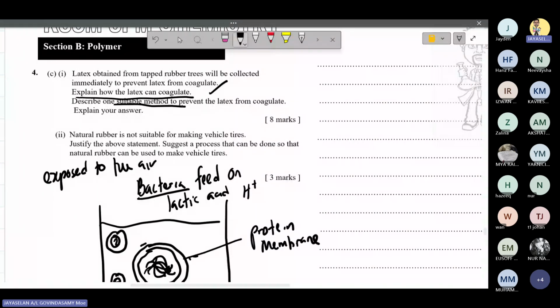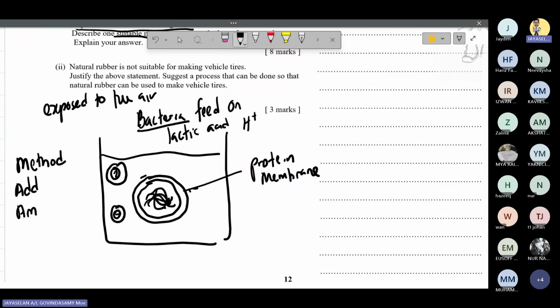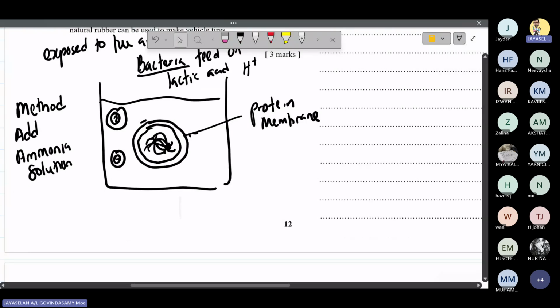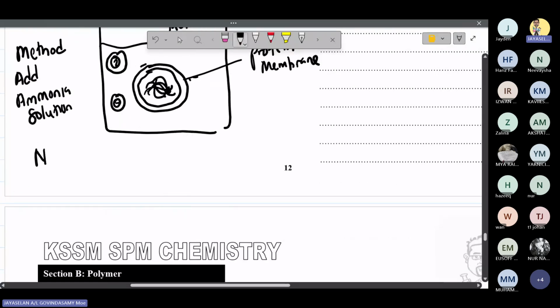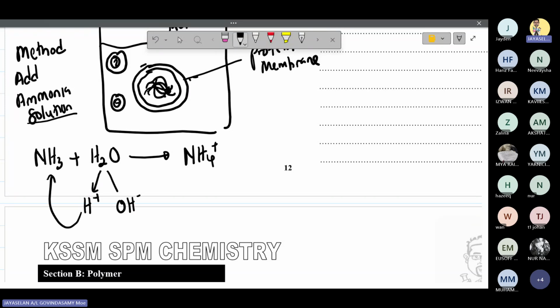Then you have to describe one method to prevent this. Method to prevent this, we add what solution? We add ammonia solution. Ammonia, you mesti tulis solution. Why you have to add ammonia solution? Because ammonia NH3, bila ada solution, that means there's water. Solution means water. So ammonia is a weak alkali. So it will produce what? Ammonium ion. So di sini hydrogen ion akan ionize, hydroxide ion ni, ini dia pergi form dative bonding. Dia akan pergi bentuk dative bonding.